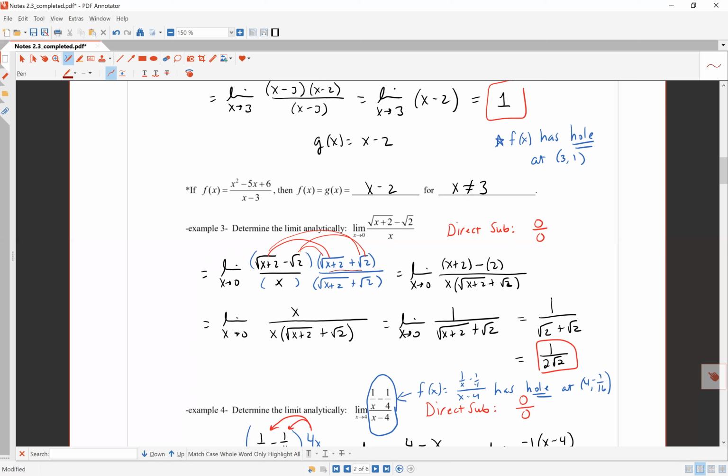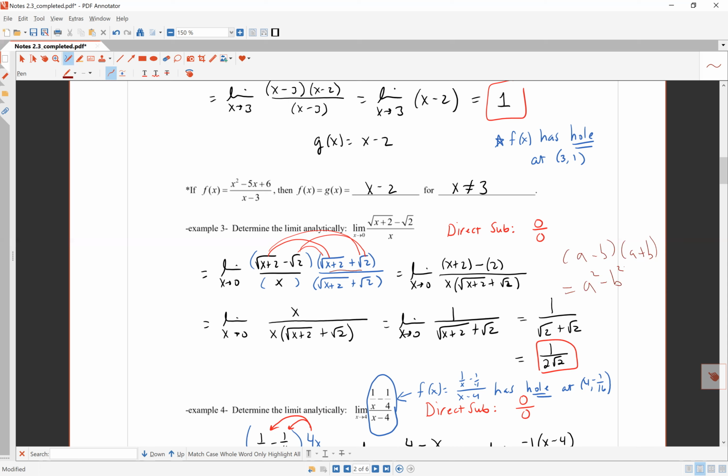The original numerator was the square root of x plus 2 minus the square root of 2. And the conjugate is the square root of x plus 2 plus the square root of 2. So we're just using that famous rule, a minus b times a plus b. I know it's hard to read with my handwriting, but I think this is okay. So we just use that rule.